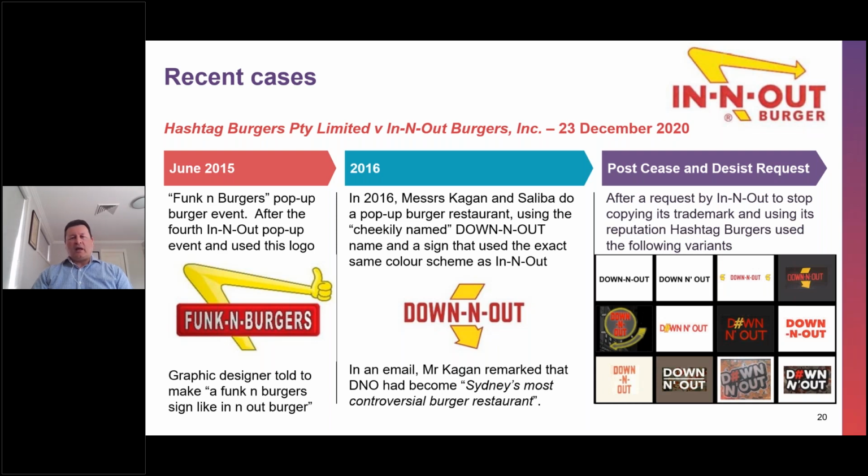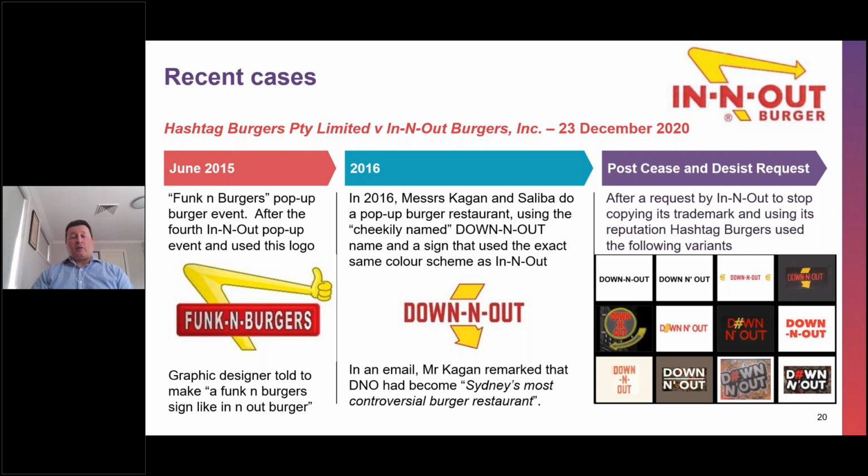And they were also using other In-N-Out Burger slogans such as Animal Style, Double Double, Ask Us About the Secret Menu. All these things were synonymous with In-N-Out and how In-N-Out presented its products and conducted its business. So in 2016, Messrs. Kagan and Saliba actually got a letter from In-N-Out saying, please stop doing this. We're very flattered that you want to copy what we're doing, but please don't.